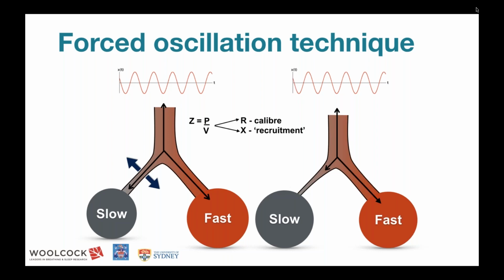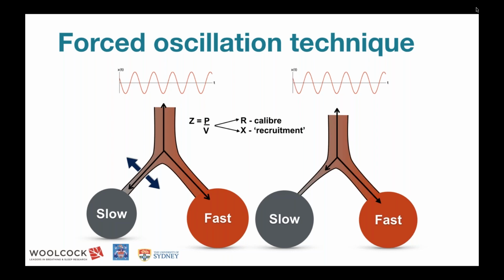We can take the relationship between pressure and flow, and using some simple mathematics, we can calculate two mechanical properties. One is resistance. Resistance reflects the airway caliber, the mean airway caliber of the system, and this funny term called X, the X factor or reactance. And reactance is very much sensitive or related to the difficulty in getting the oscillations down into those regions where caliber is narrow or ventilation is poor. So that's why I've written recruitment.